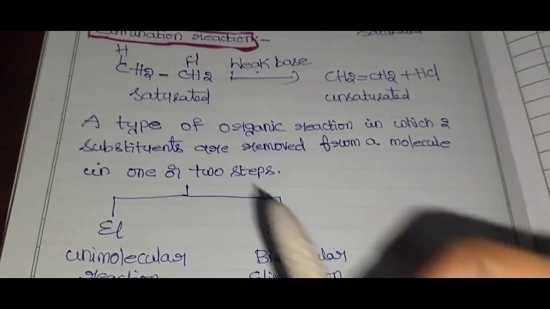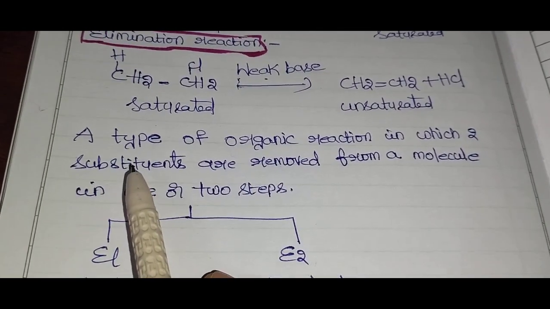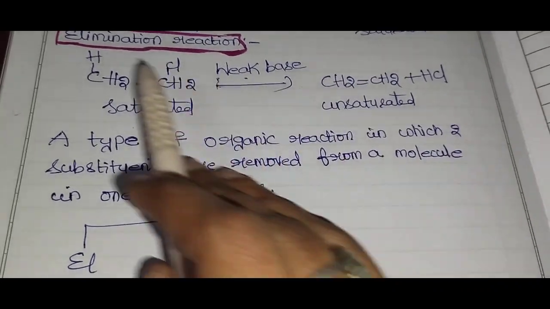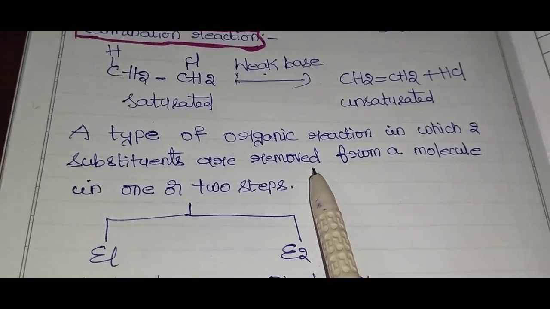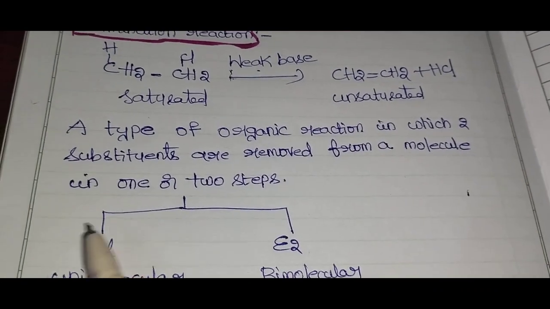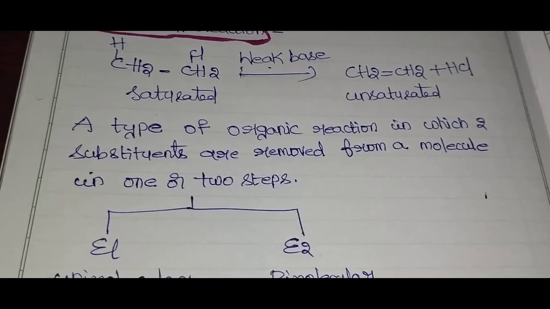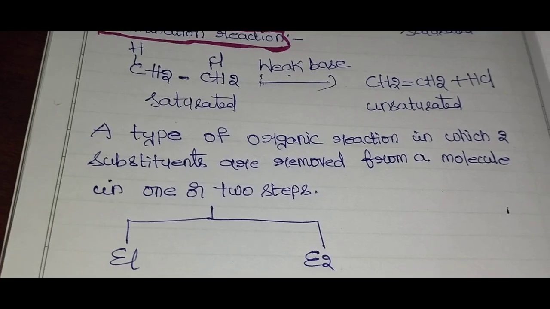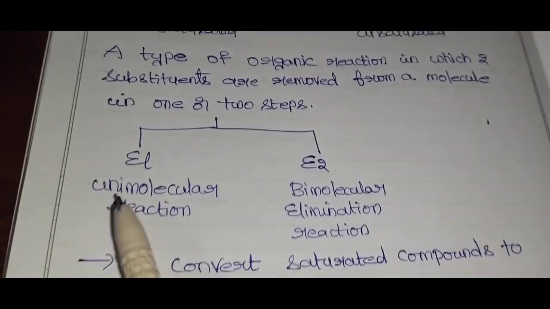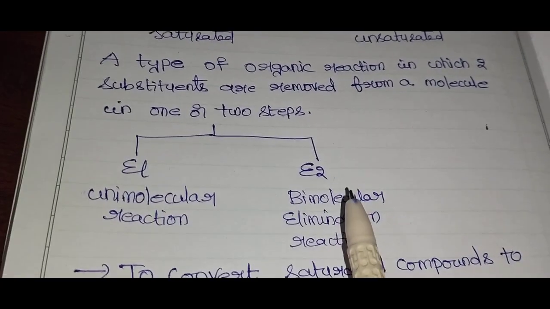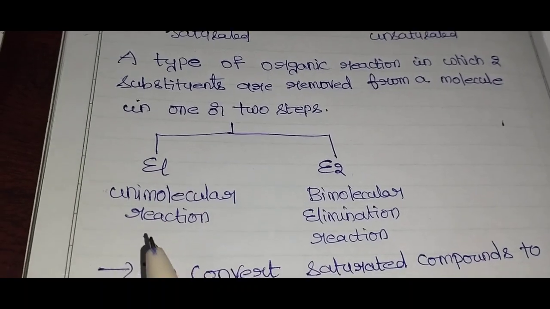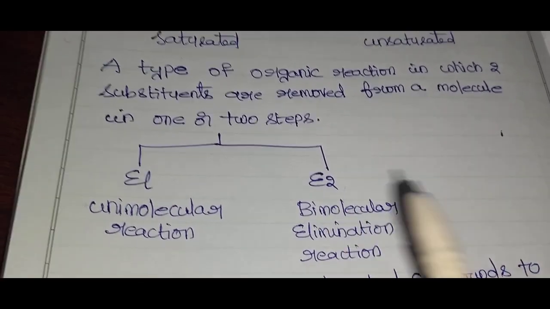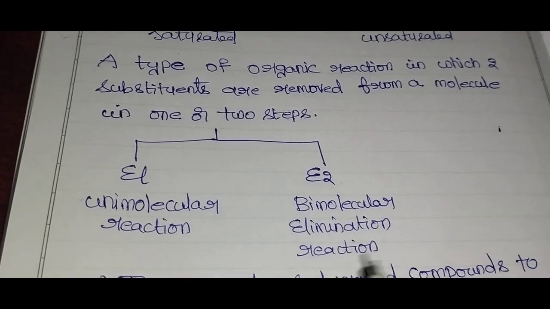We can define an elimination reaction as a type of organic reaction in which two substituents are removed from a molecule in one or two steps. Depending on this, it is of two types, E1 and E2. What is E1? Unimolecular elimination reaction. E2 is bimolecular elimination reaction.